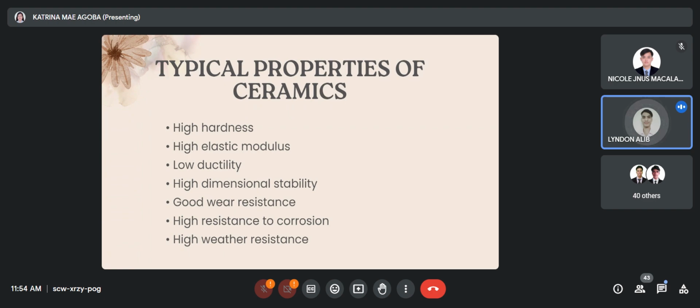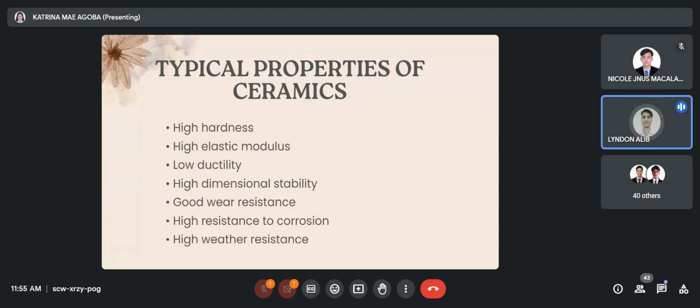So, isa pang property nito ay high dimensional stability. Dahil nga nagtataglay ang ceramics ng high hardness, kayang i-maintain ng ceramics ang kanyang original shape, makompress man siya or ma-stretch. Kumbaga ay nare-resist niya yung change in dimension niya kahit ito ay kino-compress or ini-stretch.